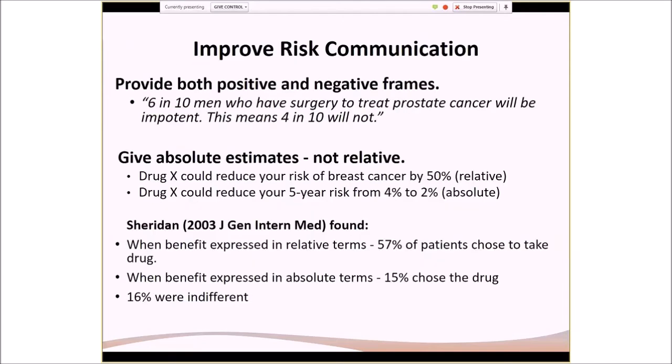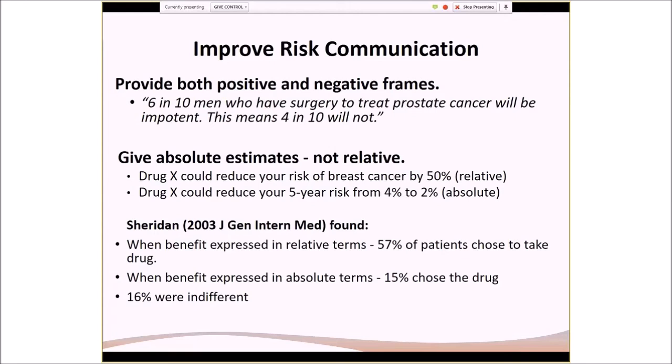So risk communication is important, and it's important to provide both positive and negative frames. And a lot of consent has risk communication in it. So 6 in 10 men who have surgery to treat prostate cancer will be impotent. This means 4 in 10 will not.